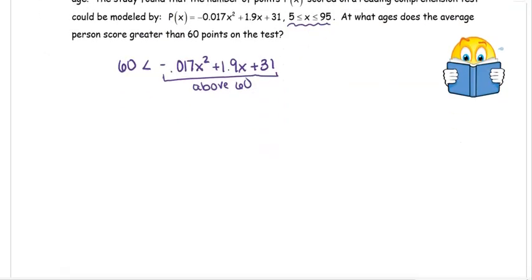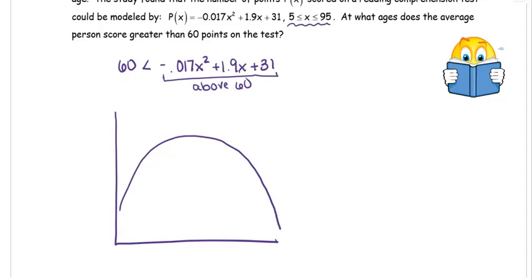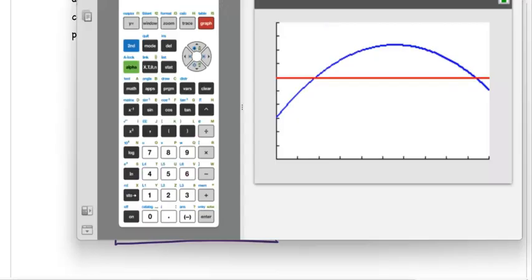Because I'm using my calculator to do all of the work, I'm going to sketch out a graph here. I know that these here are going to be open dots, and I want to know when it is going to be greater than 60. Okay, so here is my line of 60. I want it above, which means I want this part of my graph. I need to find those two intersections.